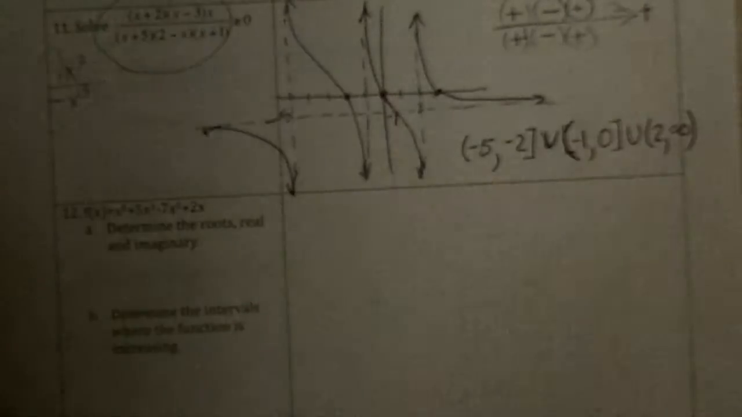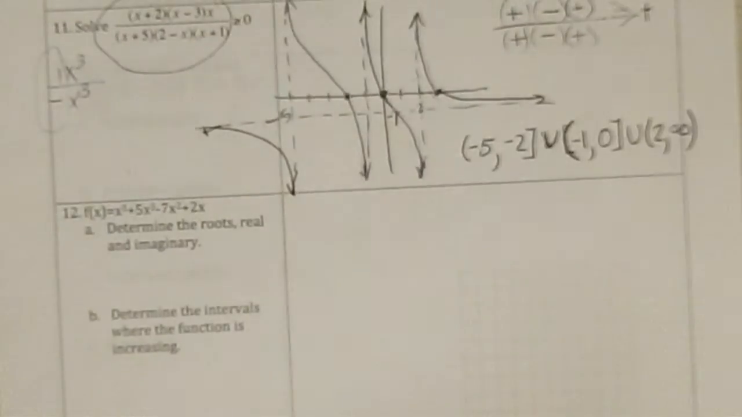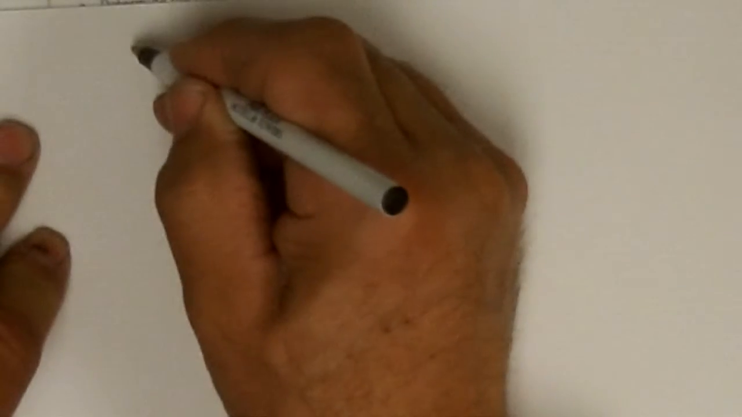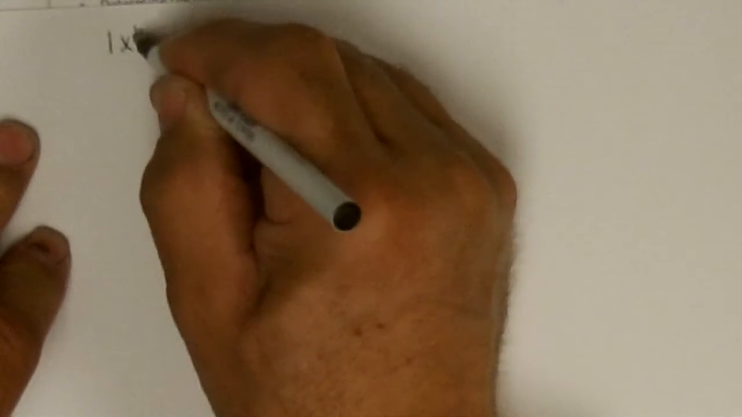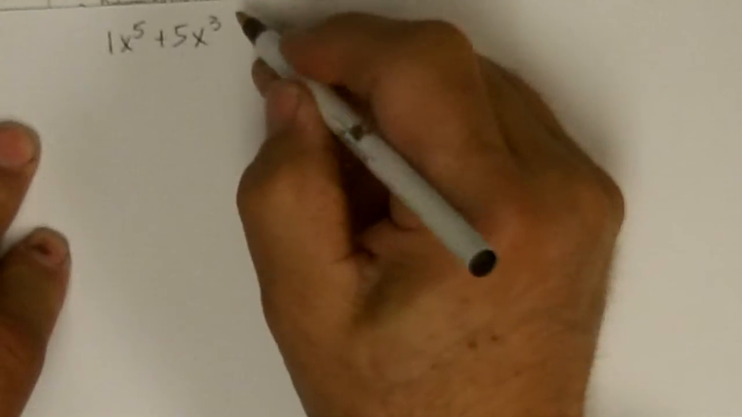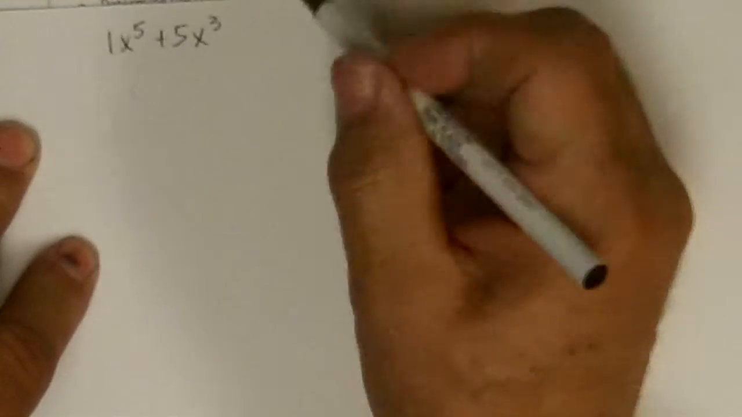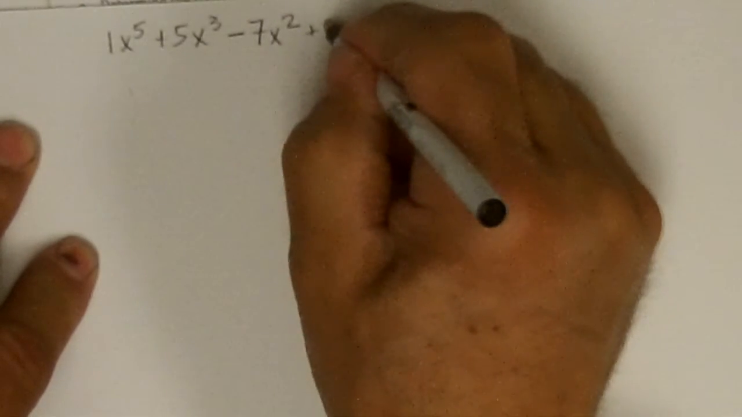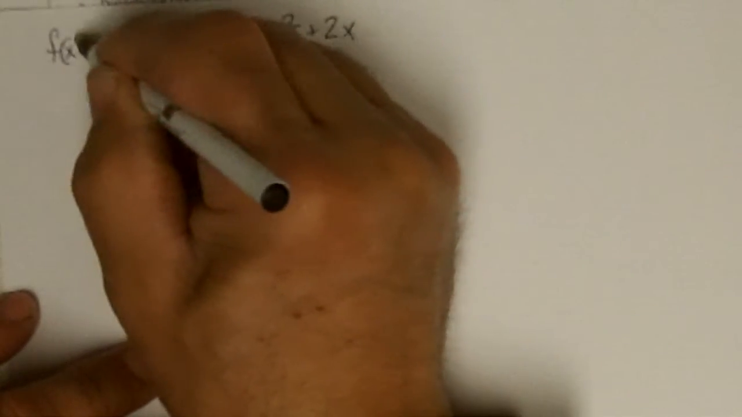Now, number 12. Somehow I messed up on this, and so I've given you a problem that has some pretty ugly roots. So this is going to take a little extra room, so I'm going to write it on here. So we have 1x to the 5th plus 5x to the 3rd. Notice there's no x to the 4th. So when I do synthetic division, I'm going to have to put a 0 in for that. Minus 7x squared plus 2x. And that's what my f of x is.